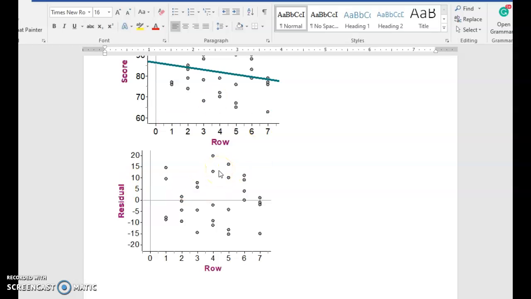So if it's all over the place, that means the linear approximation is okay. All right. If there's a curve to the dots, one more time, if there's a curve to the dots, that means that it's a no-go. But because they're all over the place, we're okay.